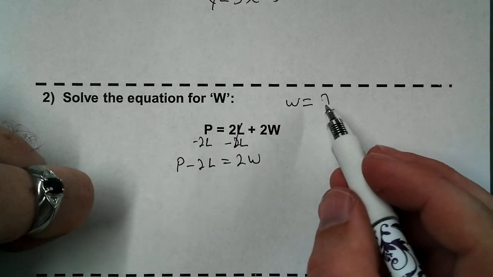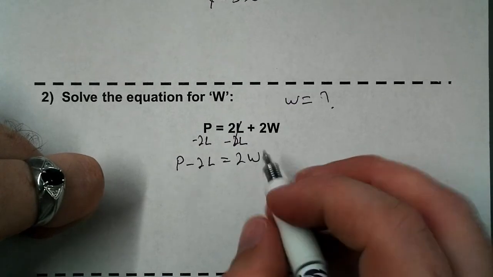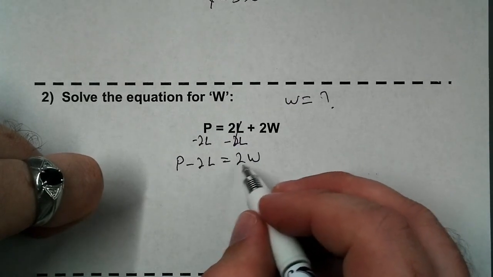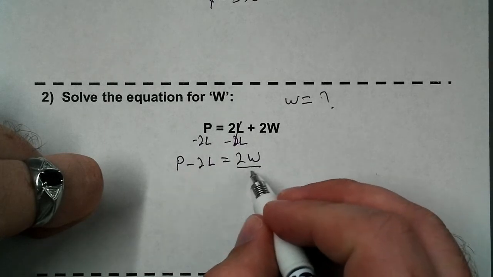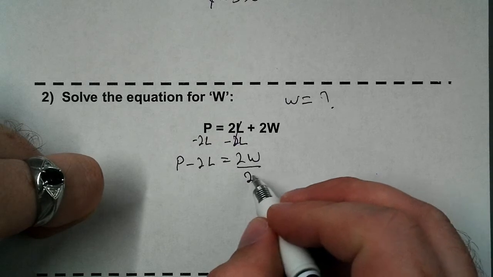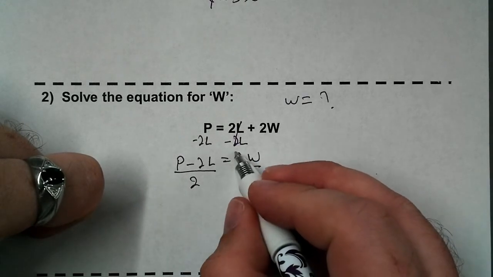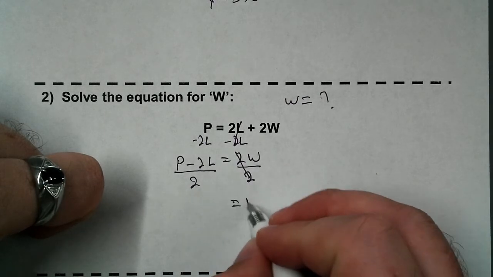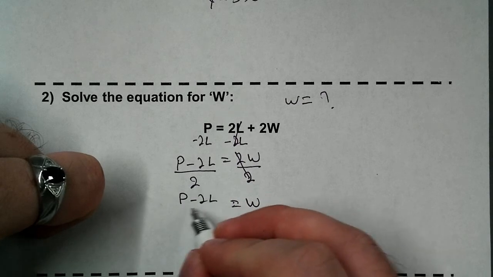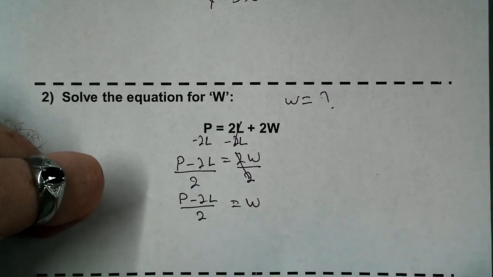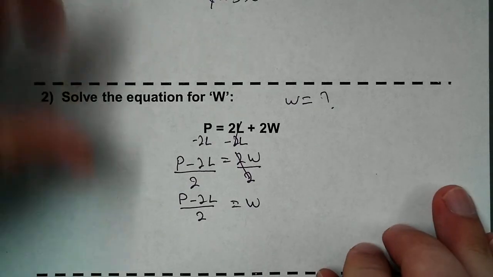That's almost correct. I need this to be W by itself though. So right now this says 2W, so it's 2 times W. Now think the opposite of multiply, that would be divide. So we divide by 2. Divide one side by 2, divide everything on the other side by 2. These will cancel, and it will just leave me with W, and then on this side I have P minus 2L divided by 2. Alright, getting the hang of it?